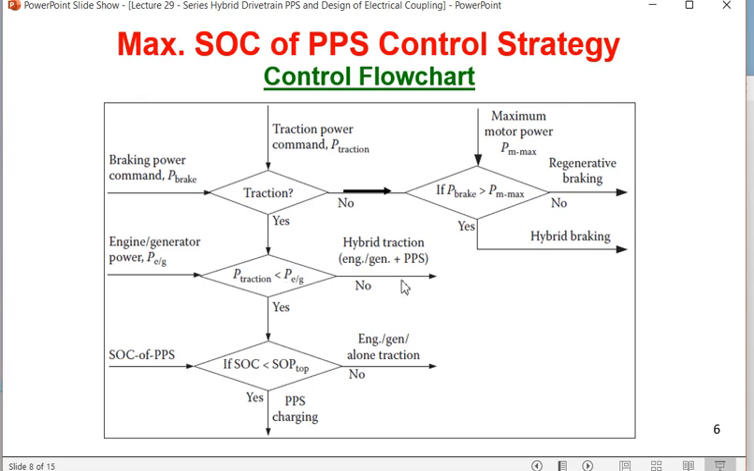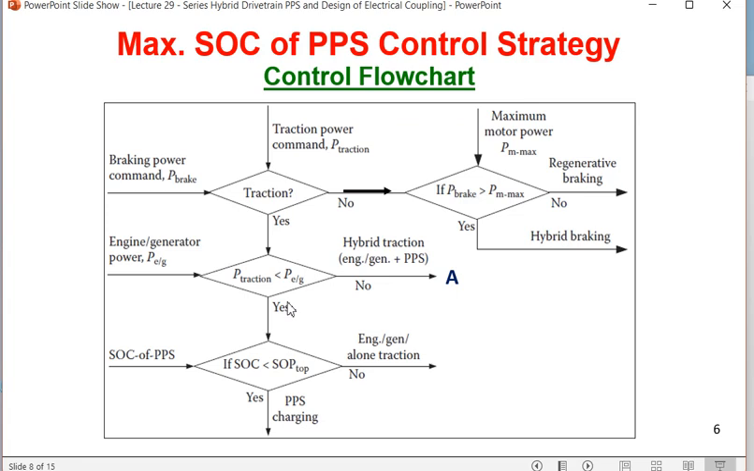In this case we require hybrid traction. What is hybrid traction? PEG and PPS will act together. So this is case A. I again show that here P traction is less than PEG. If yes, that means only the PEG will be able to drive the vehicle. But if no, the command power by the driver is greater than PEG power, so the PPS has to supply some power. That's why this is called hybrid traction, and that's why it is called mode A. So no means hybrid traction, and yes means only engine based traction.